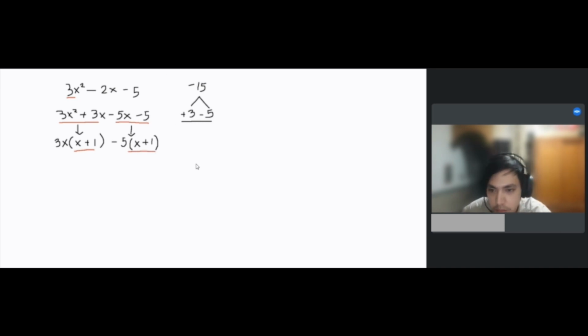Now the two groups have a common factor, which is x plus 1. So factor out x plus 1, and whatever remains will be your second factor, which is 3x minus 5. And that's it.